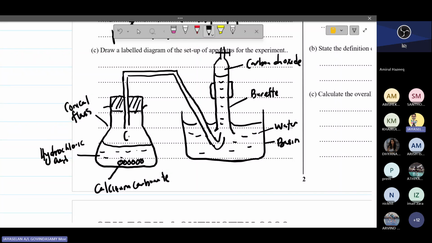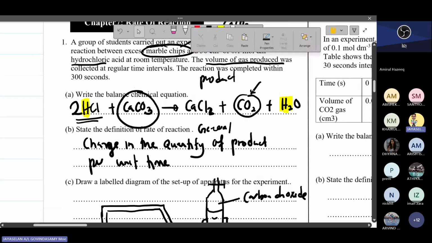So the carbon dioxide will move through the delivery tube. It will rise and collect here. At every interval of time, we will collect the gas. Okay, can? Whoever wants to copy, copy now.